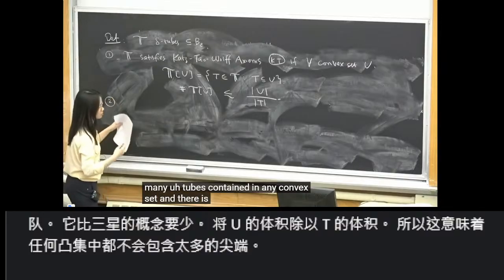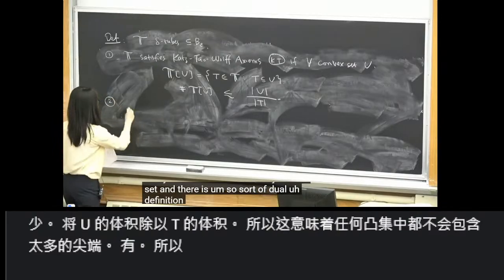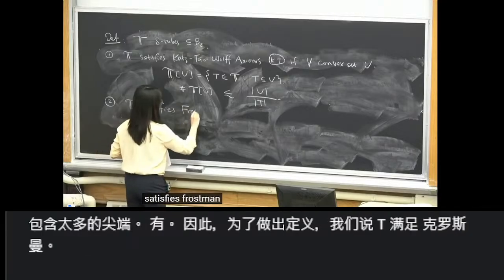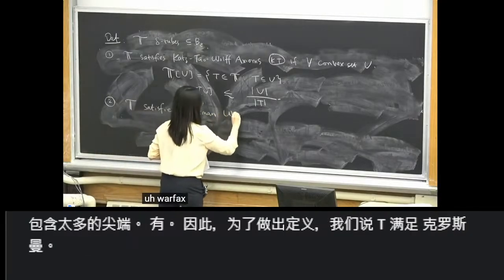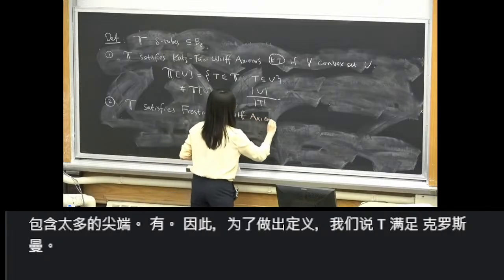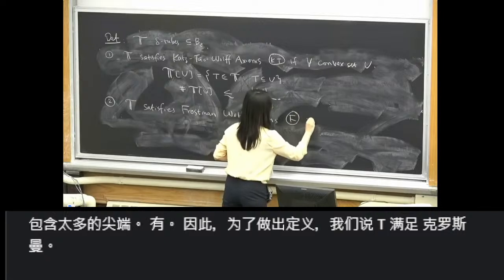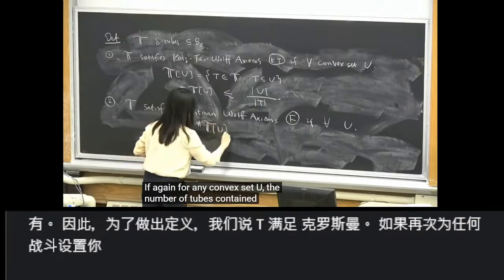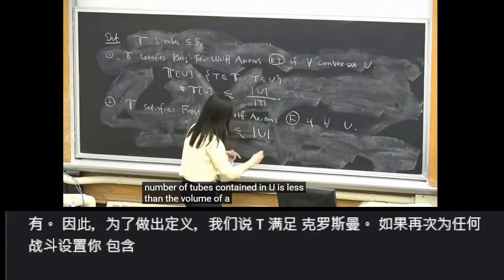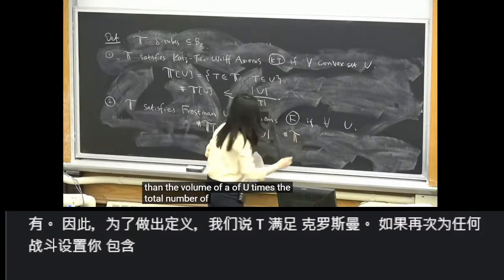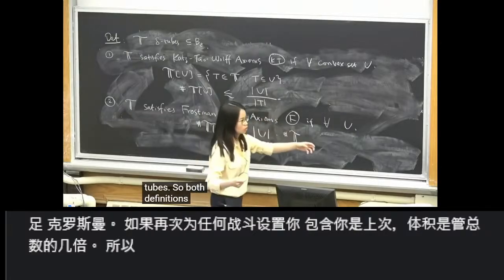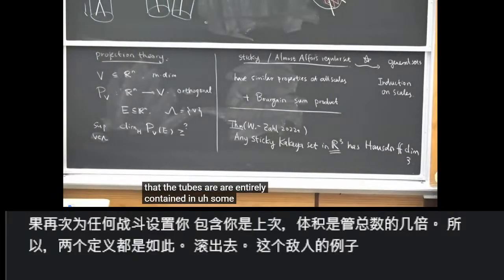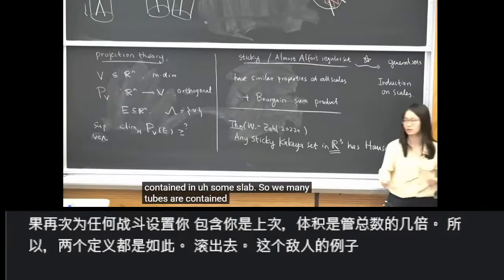And there is a sort of dual definition. We say that T satisfies the Frostman-Wolff axiom if, again, for any convex set U, the number of tubes contained in U is less than the volume of U times the total number of tubes. So both definitions rule out this enemy example that the tubes are entirely contained in some slab, so many tubes are contained in a slab.